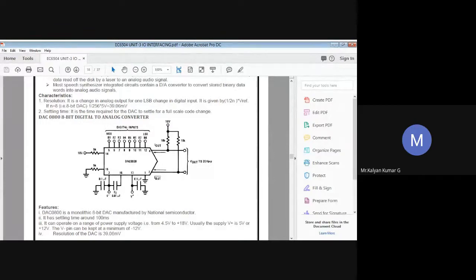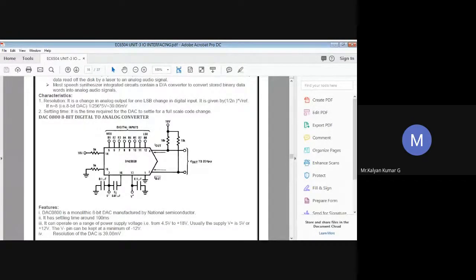It's a high-speed current output type. As I said, we have 3 different output types, and out of these, the DAC 0800 is a current output DAC. It has a settling time, which means conversion time, of approximately 100 nanoseconds. So for an 8-bit binary input, it converts into analog within 100 nanoseconds.